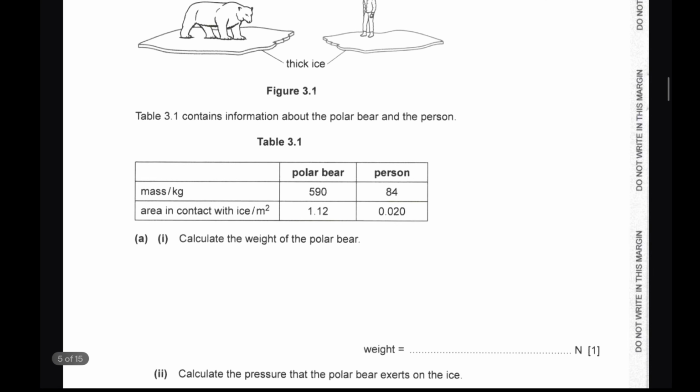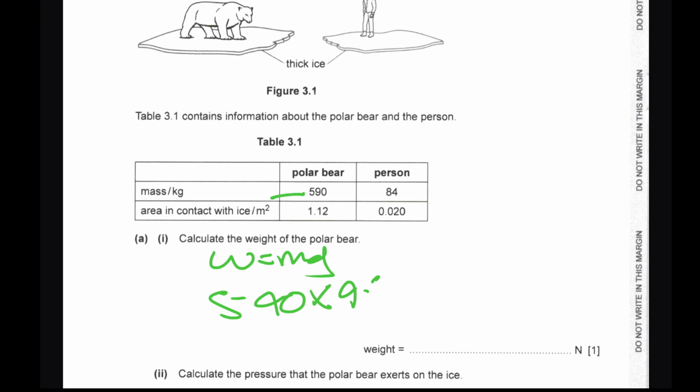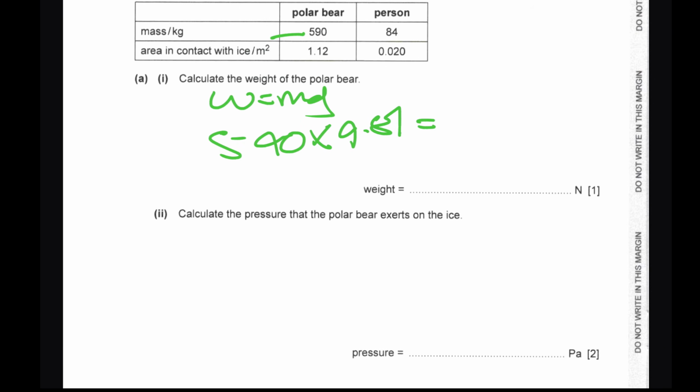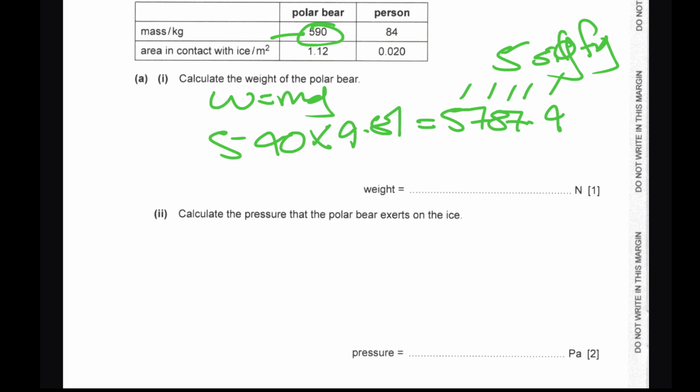So calculate the weight of the polar bear. So you've got the mass of the polar bear. That's pretty much a no-brainer. W is equal to mg. So that's 590 times 9.81. If you calculate this, you're going to get 5787.9, but this is 5 sig fig. So we don't write 5 sig fig, right? Because our question has 3 sig fig, so you should write it with 3 or 4 sig fig. This would be correct if you write 5787 or if you write 5790, but nothing more, nothing less.